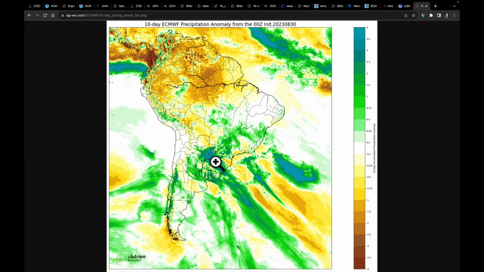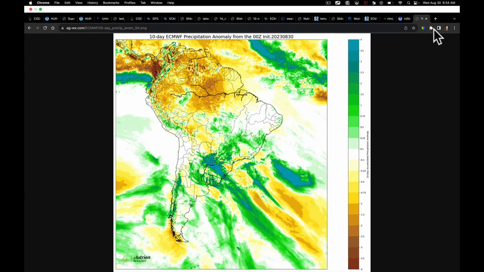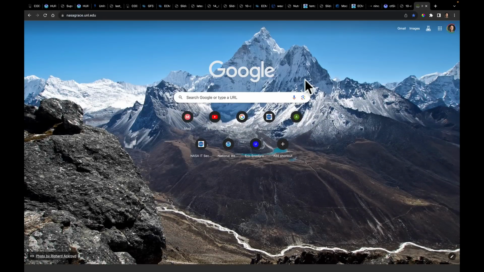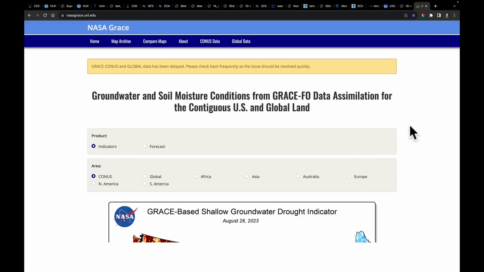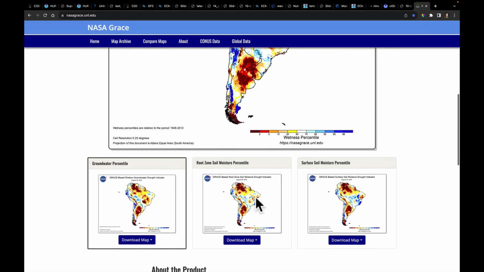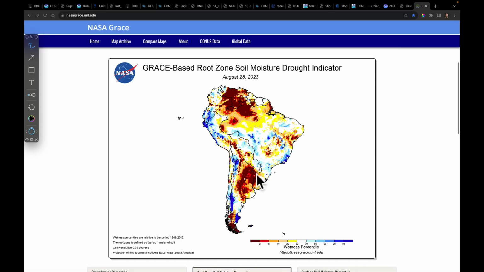But there has been, and it continues to be forecast, heavy rain for southern Brazil, Paraguay, Uruguay, and Argentina. And there's a long-standing drought in this area. In fact, let's go out here and just pull this up real quick. If we look up GRACE, this is NASA GRACE data. And South America, and there we go. Look how dry things are down here on the August 28th data.